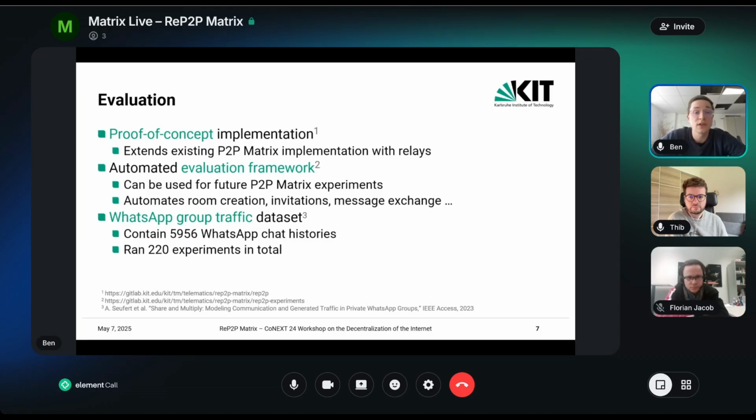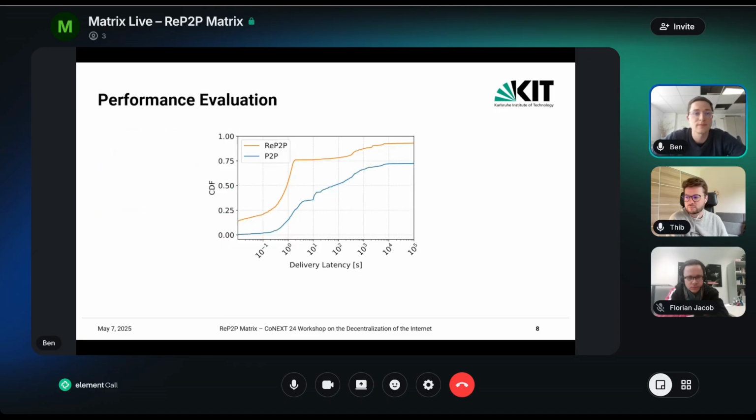We evaluated our proof of concept with messages from a WhatsApp group traffic dataset. This is a dataset that contains around 6,000 WhatsApp chat histories. We ran 220 experiments in total and conducted measurements on the performance and reliability of ReP2P Matrix. Here we focus on the performance evaluation. You can refer to our paper for the reliability evaluation.